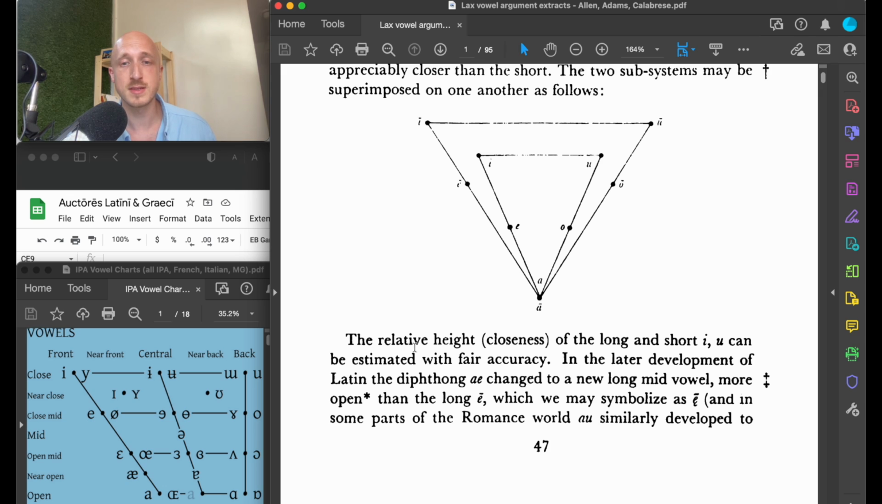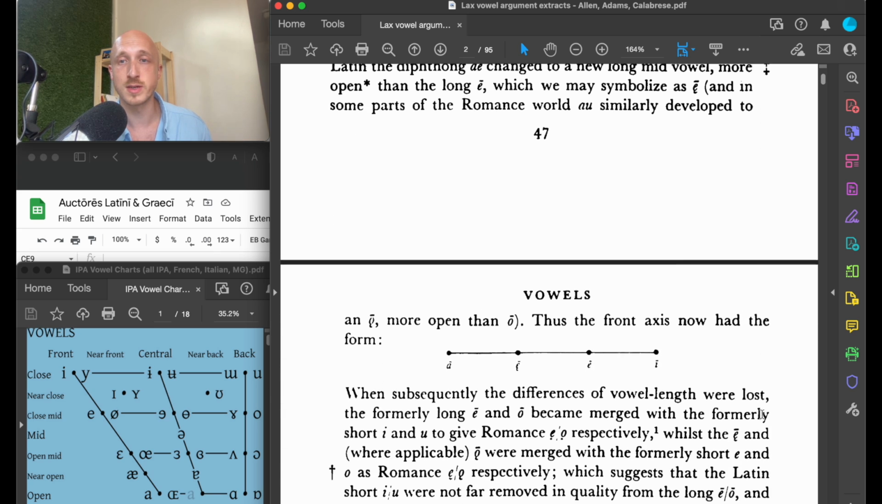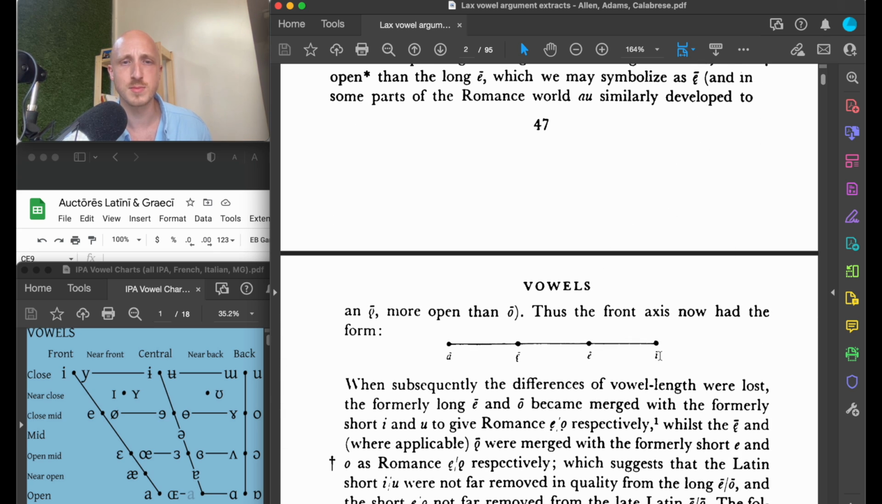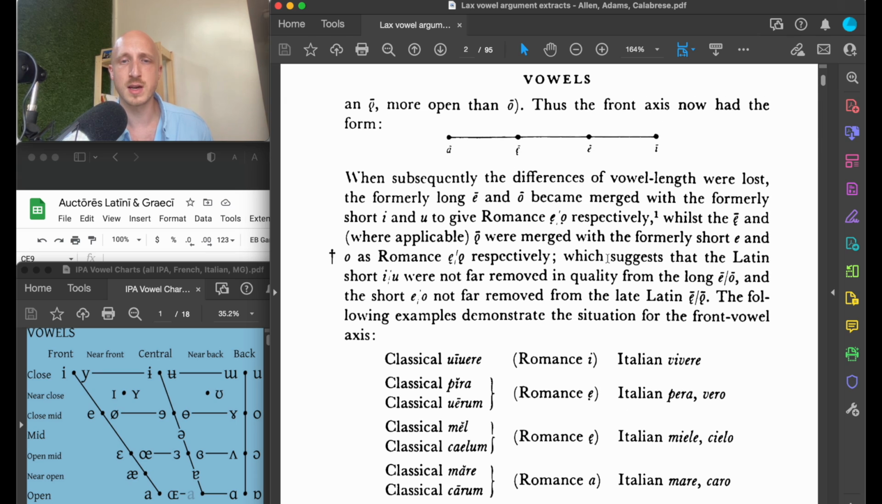He says the relative height or closeness of the long and short I and U can be estimated with fair accuracy. In the later development of Latin, the diphthong ae changed to a new long mid-vowel more open than the long e, which we may symbolize as ɛ. I don't know why he doesn't just use IPA, but that's what we see a lot of philologists do for some reason. Anyway, he talks about those contrasts.